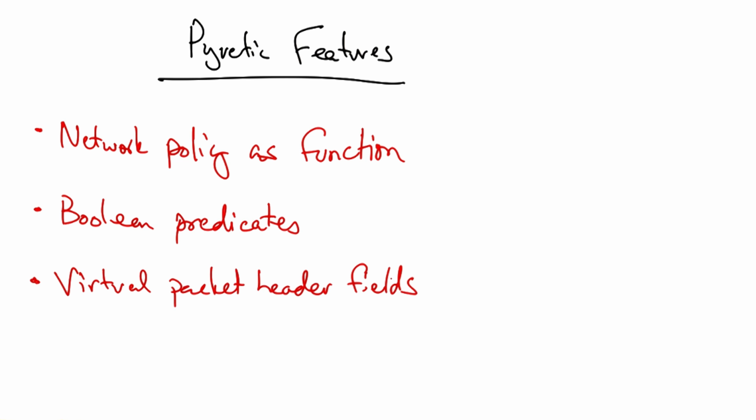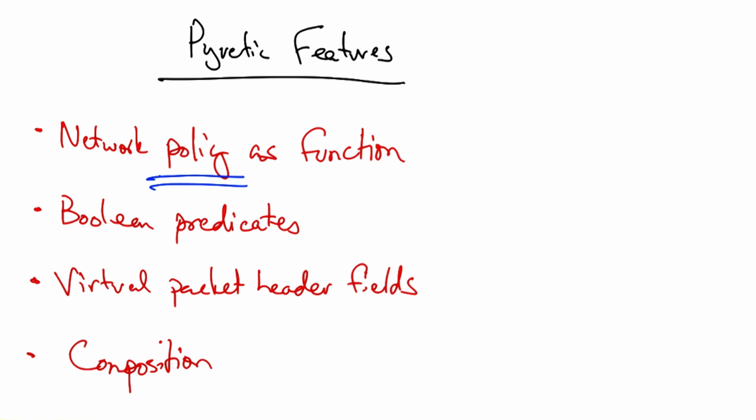Pyretic also provides the notion of virtual packet header fields, which allows the programmer to refer to packet locations and also to tag packets so that specific functions can be applied at different portions of the program. Pyretic also provides composition operators, such as parallel and sequential composition, which we discussed in the last lesson.